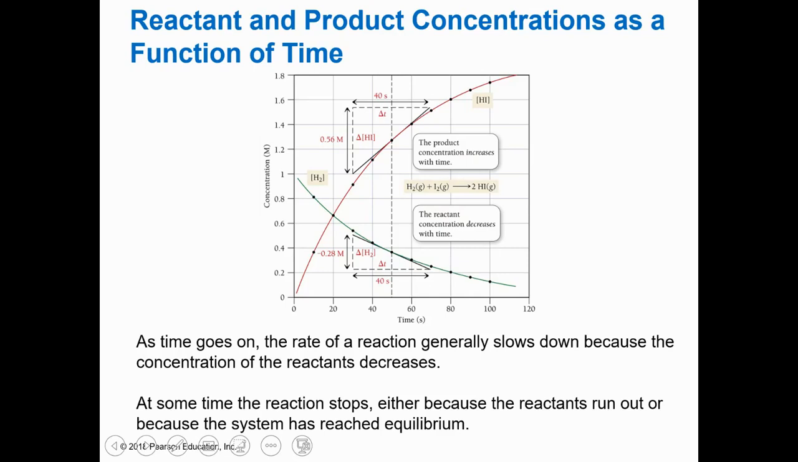Here we see an image. Notice the products are increasing over time, and the reactants are decreasing over time. Do note we're missing a reactant. That's okay. This is just showing you that it's a function of time, which is concentration over time.